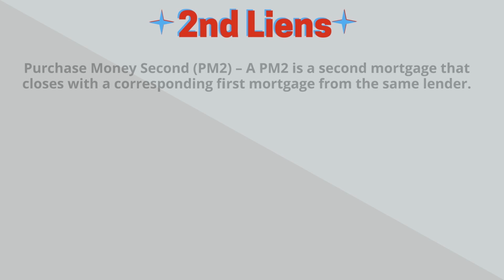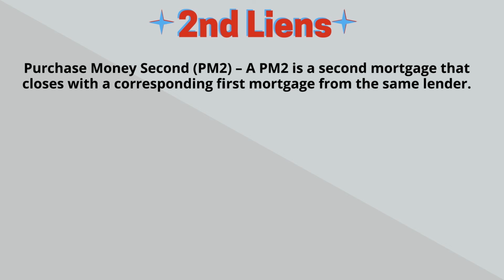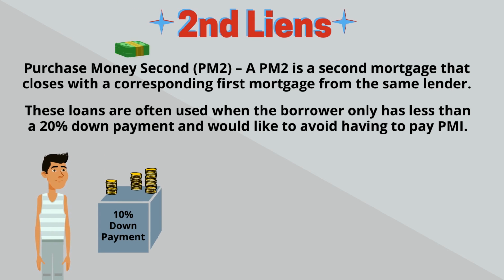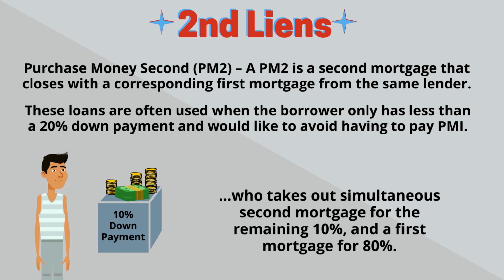Second liens. Purchase money second. A PM2 is a second mortgage that closes with a corresponding first mortgage from the same lender. These loans are often used when the borrower has less than a 20% down payment and would like to avoid having to pay PMI. For example, you may see a borrower with a 10% down payment who takes out a simultaneous second mortgage for the remaining 10% and a first mortgage for 80%.